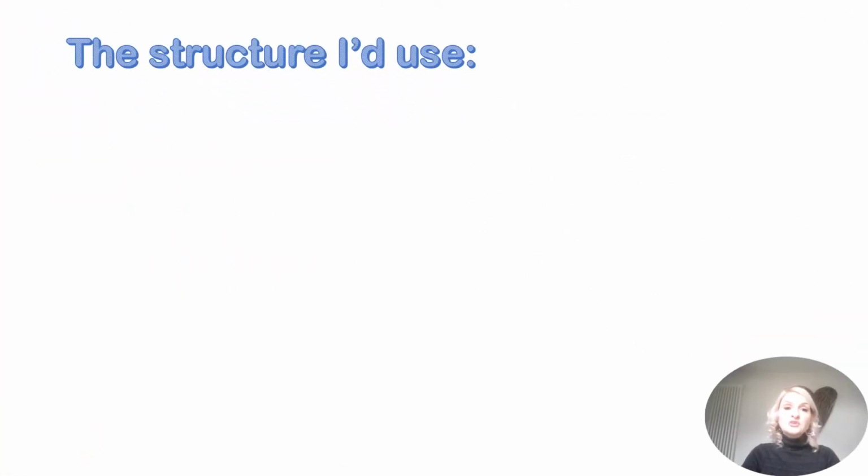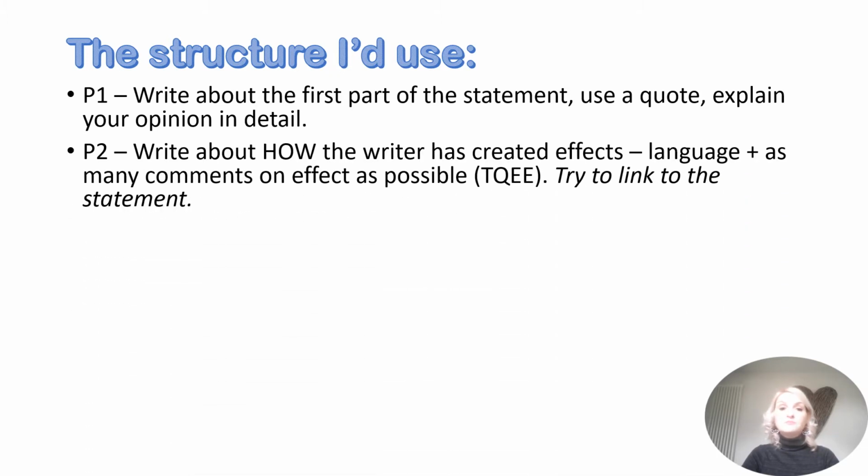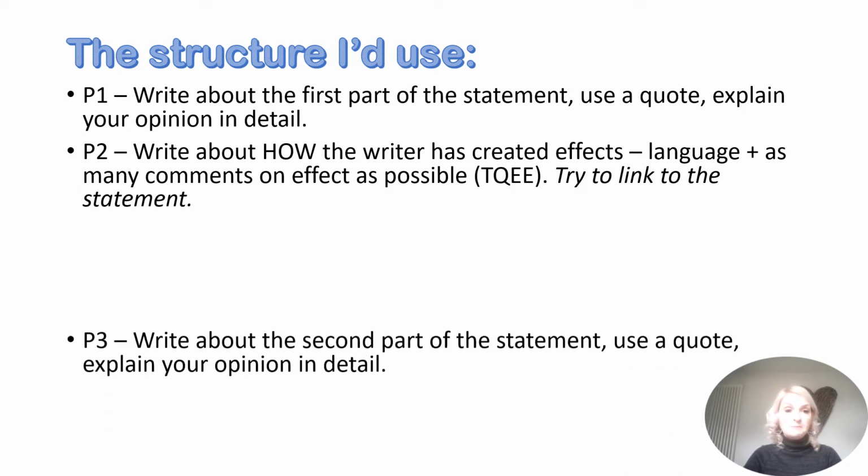Right, this is the structure I'd use. Really, really simple. In my first paragraph, I'm going to write about the first part of the statement, and talk about it in detail. My second paragraph is going to be about how the writers create those effects, and that's probably going to be language. I'm going to use my Tuqui style paragraphs that I was doing for questions 2 and 3, and I'm going to try and link it to the statement if I can.